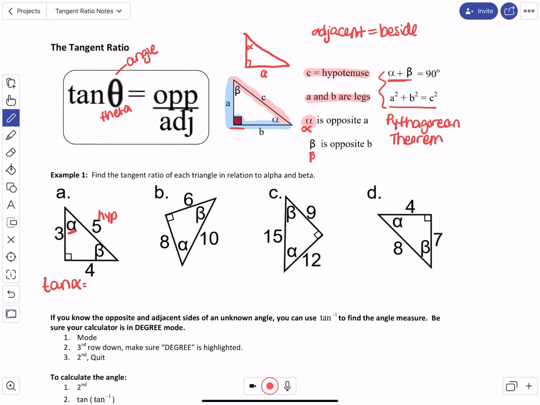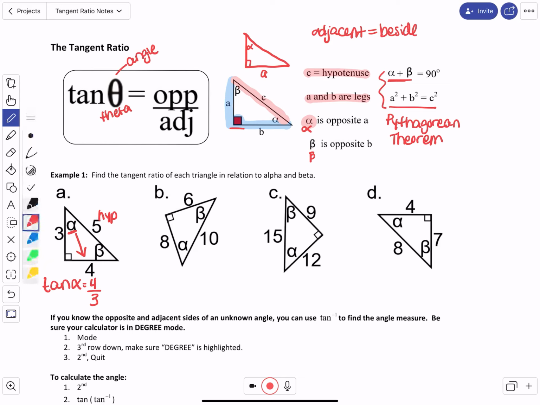Well, 3 is beside of it, okay? And 4 is going to be opposite because it's across the triangle, okay? So it's opposite over adjacent, so it's going to be 4 over 3, okay?